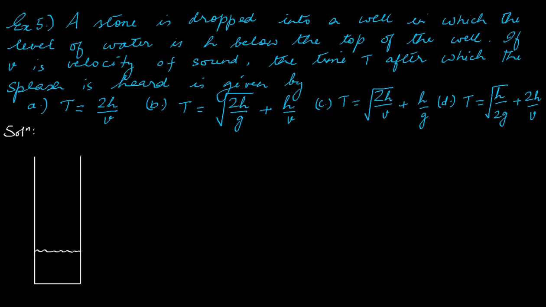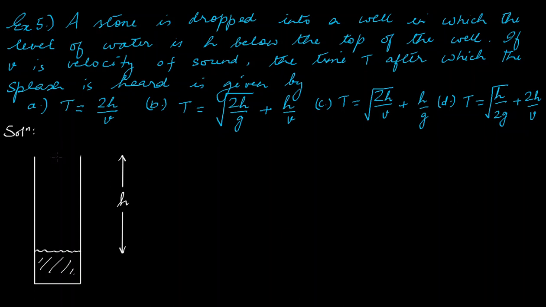Okay, and it says that the height of the well is how much? Height of the well means what? Not till the bottom of the well, till the level of the water. That is what it means. Okay, and the height of the well is given to be h. Right? A stone is dropped into a well in which the level of water is h below the top. That means from here till the water, we're not counting this part, okay, is h. If v is the velocity of sound, the time t after which the splash is heard is given by what?